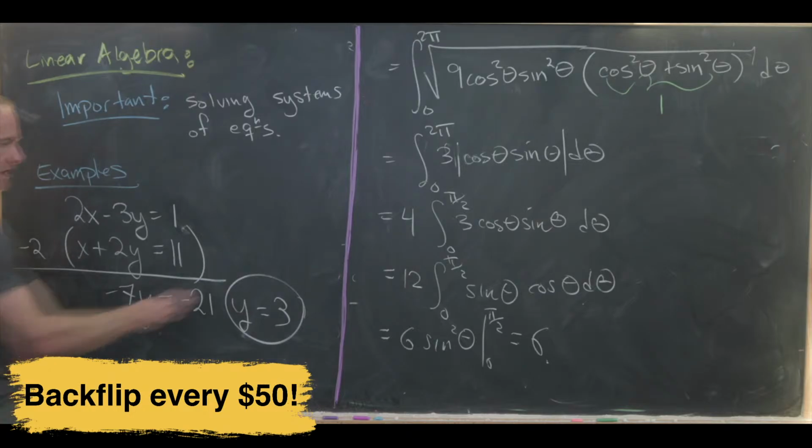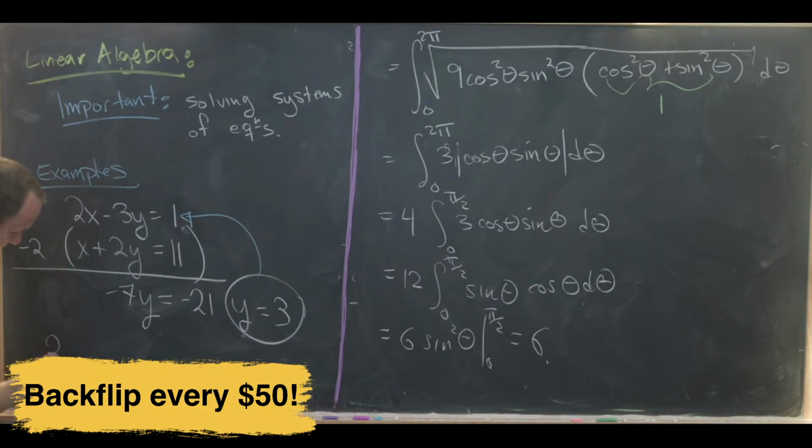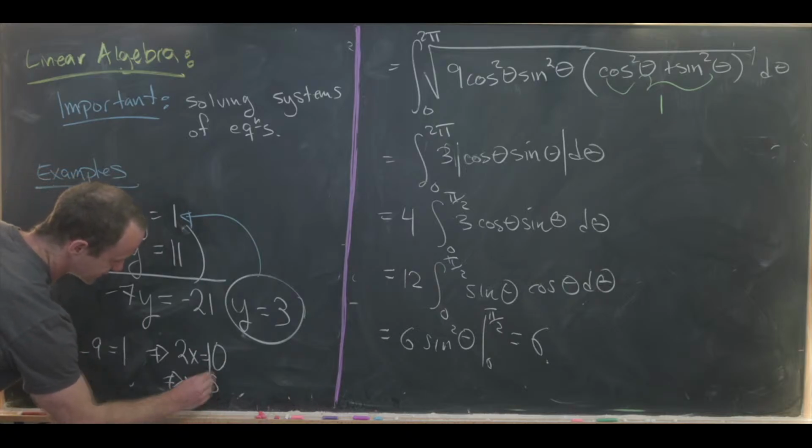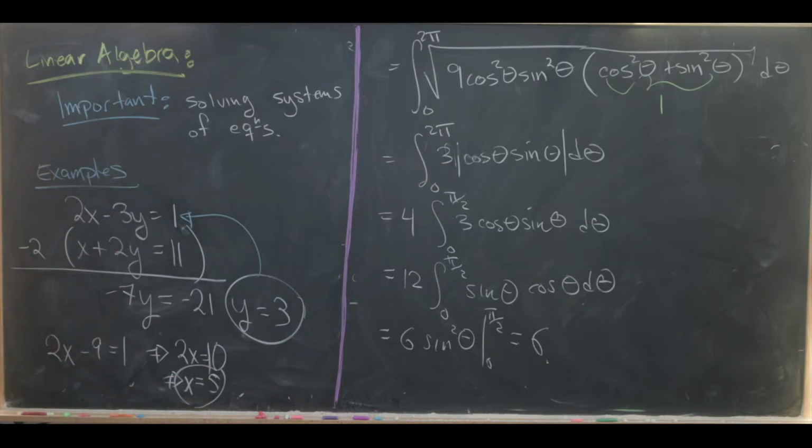We'll probably plug it into this first equation. That gives me 2x minus 9 equals 1, which is the same thing as saying 2x is 10, which is the same thing as saying x equals 5. So there's my solution. I've got 5 and 3.